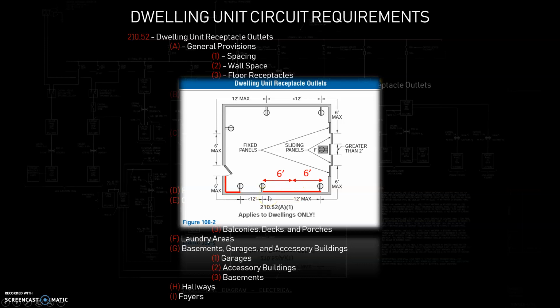Think about it like this. You've got a floor lamp. It has a 6 foot cord on it. You need to be able to plug that in to one side or the other. So no wall space can be more than 6 foot. Another way to say that, your receptacles can be a maximum of 12 foot apart from one another.